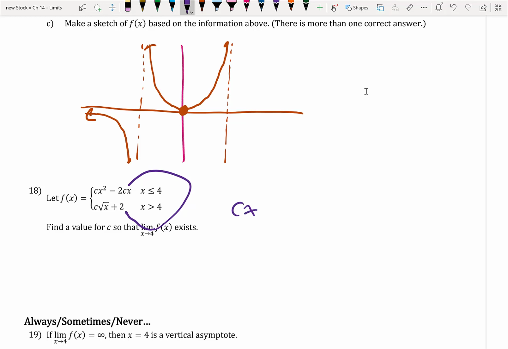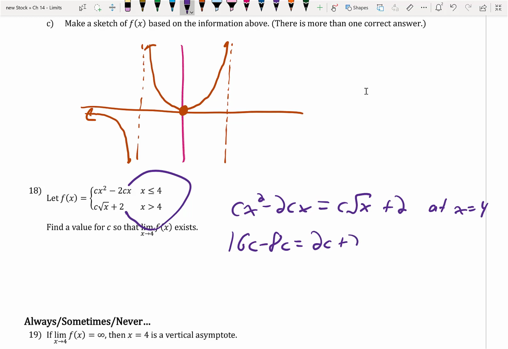I'm trying to find c: cx squared minus 2cx. I want that to equal c root x plus 4 at x equals 4. Because if this limit's going to exist, it has to be the same from both sides, so they have to converge at the same point. We can plug in 4, so I get 16c minus 8c, and I need that equal to 2c plus 2. 16 minus 8 minus 2 is 6c equals 2, and I get c is equal to 1/3.